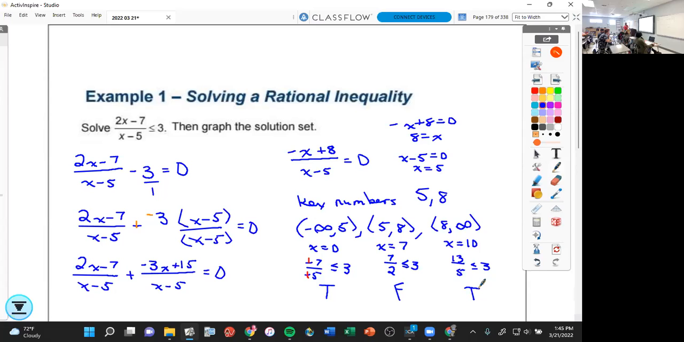Okay, y'all good with that? Does that mean that any number within those regions would be true? Yes. If one works, then they all work, provided you did your math right. All right, moving on.